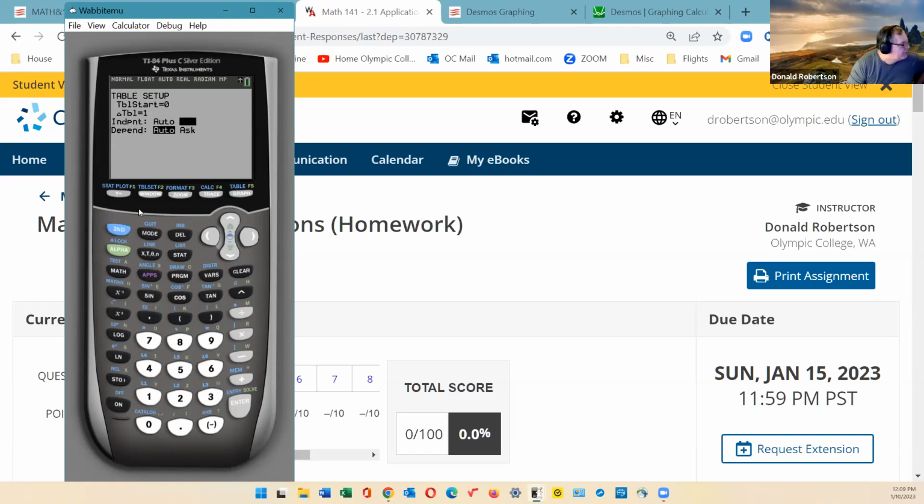Second table setup, right? Change that guy to ask, doesn't matter about the rest, so leave him alone. And the last thing you do is second, right at the end, table. And I'm going to put in my table, 0, and then 9, and then 18, and then 27, and then finally 36.